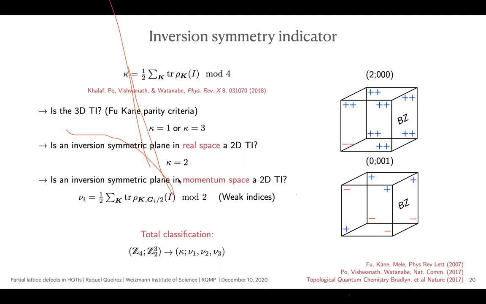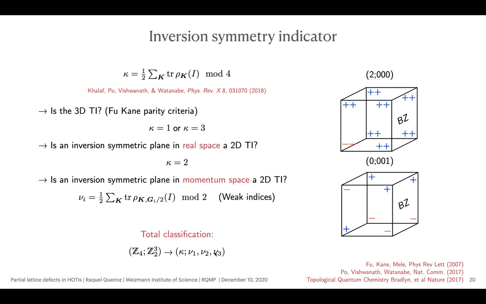So this was introduced by Poincaré. Look here, for example, at this plane, and then we know that this is a two-dimensional topological insulator, and that would give us a weak index. So the total classification with inversion symmetry and translation symmetry, instead of being a Z2, is actually a Z4 times Z2, which is this kappa, the inversion symmetry indicator, and the three weak indices.